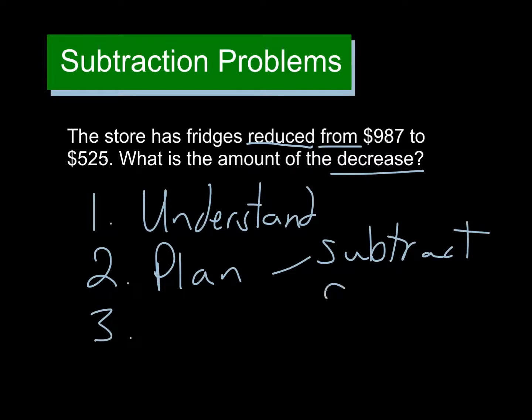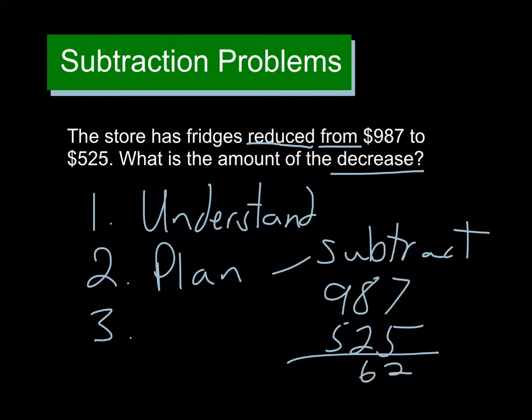So then we would actually do the math. 987 minus 525. 7 take away 5 is 2. 8 take away 2 is 6. We could save $462.